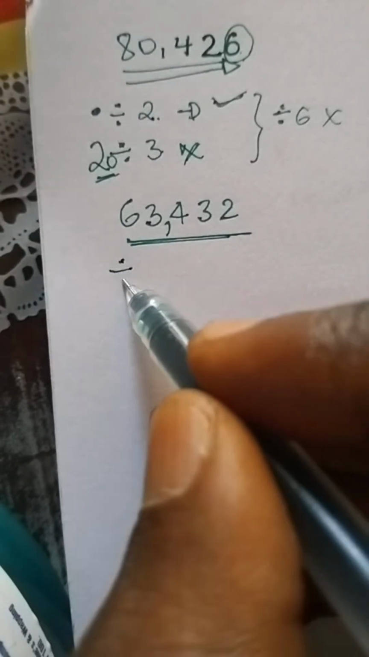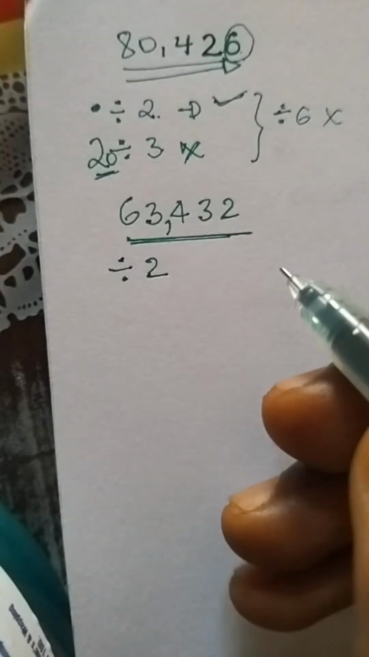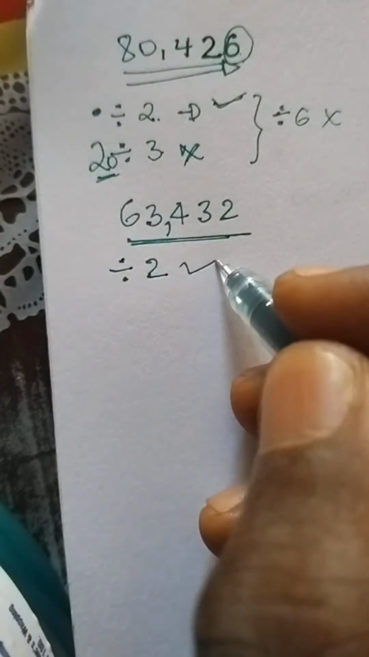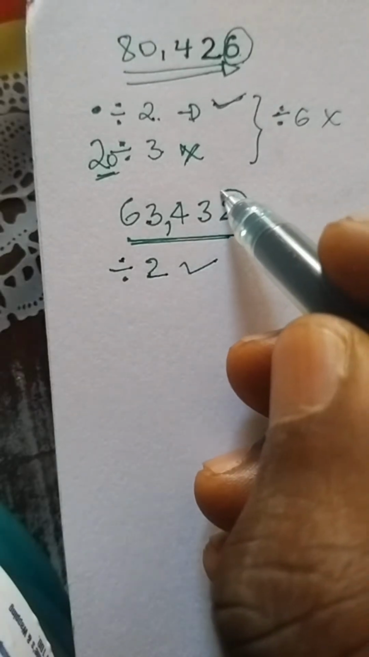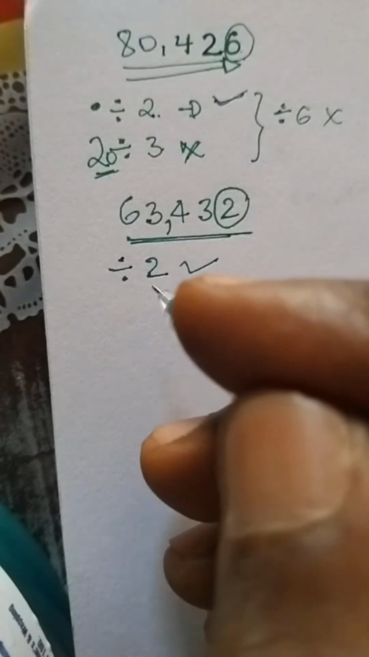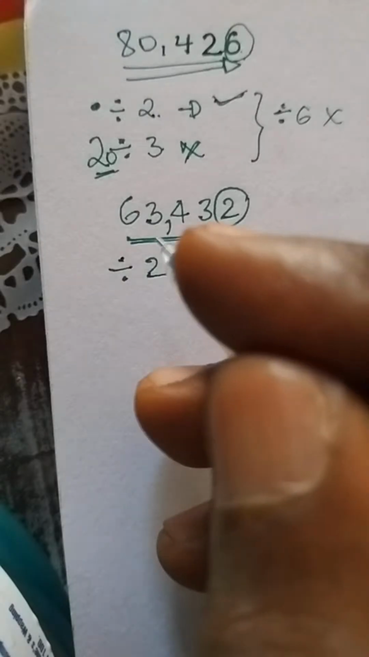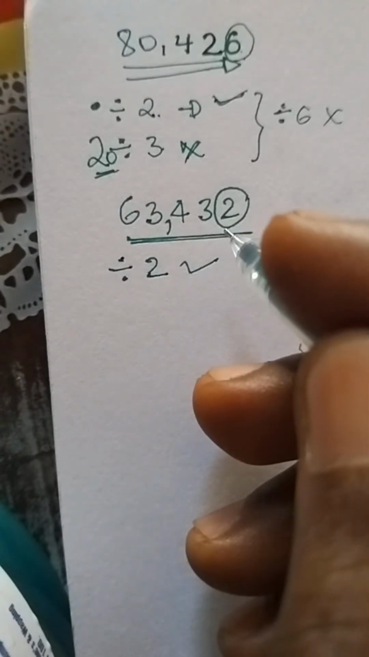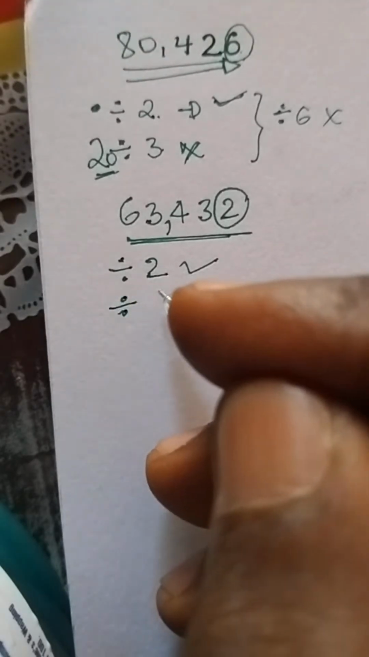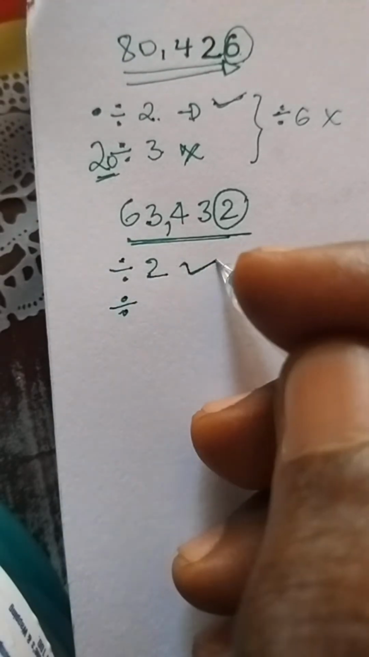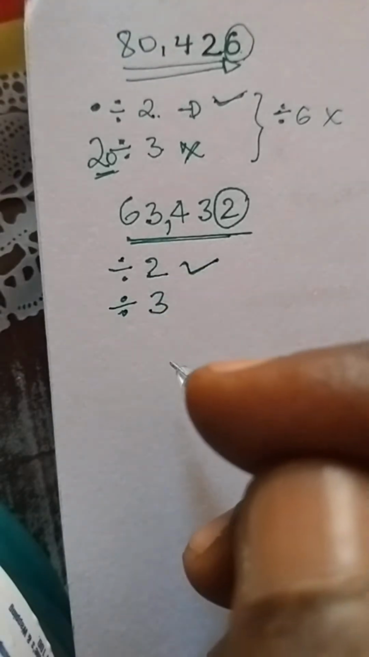Is this number divisible by 2? Yes. Why? The last digit is an even number, so the whole number is divisible by 2. One of the criteria for divisibility by 6 is that the number should be divisible by 2. And 3, is it divisible by 3?